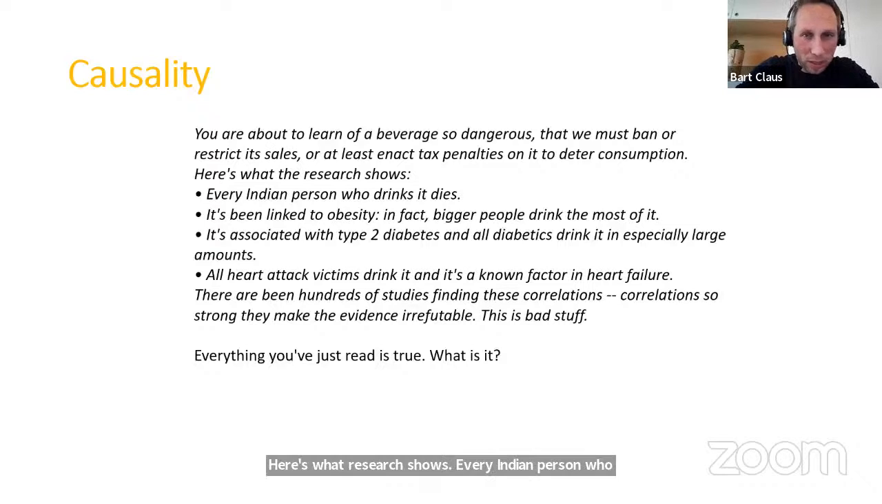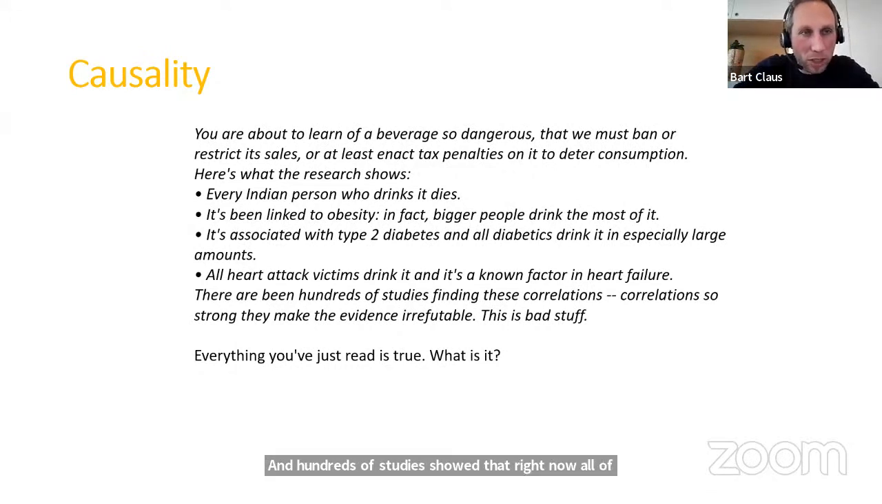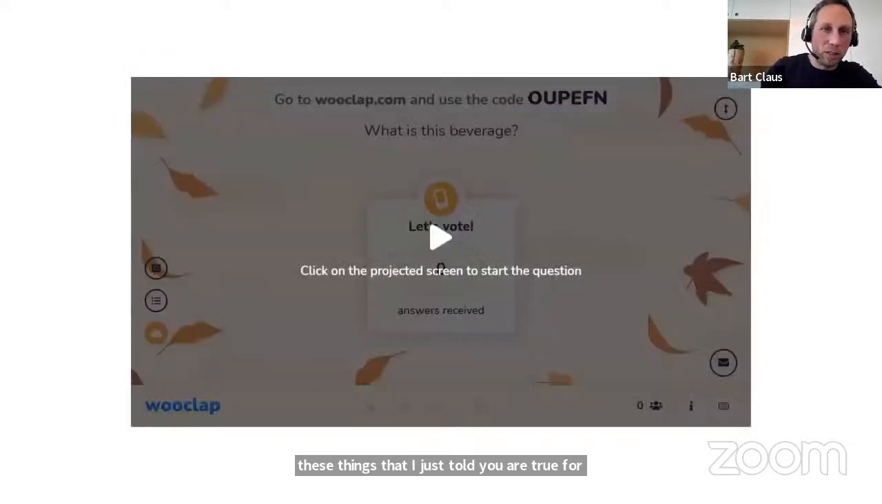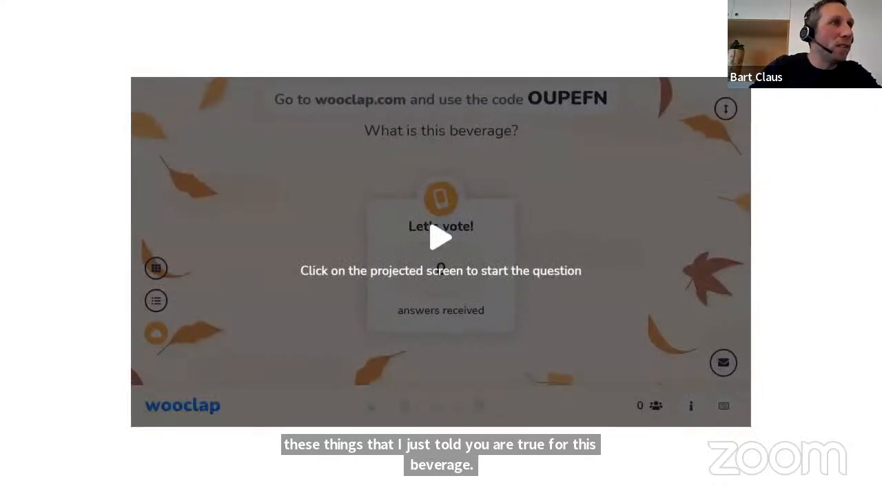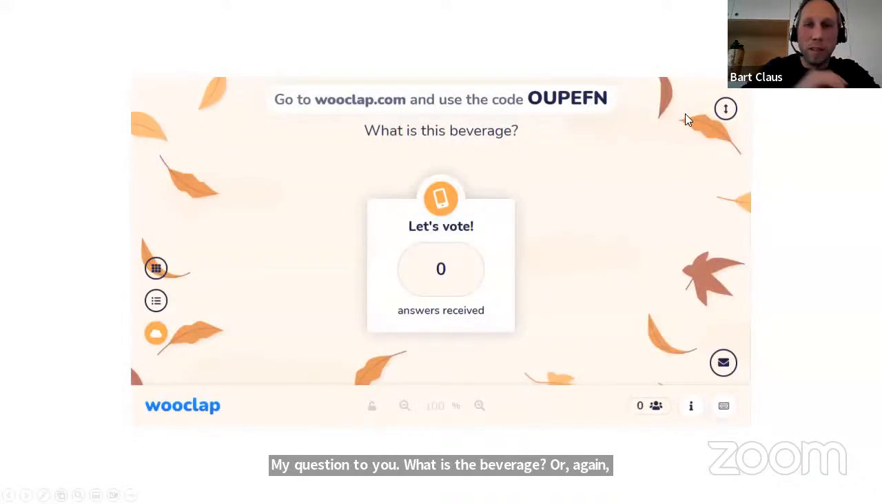It's been linked to obesity. In fact, bigger people drink the most of it. It's associated with type 2 diabetes, and all diabetics drink it in especially large amounts. All heart attack victims drink it, and it's a known factor in heart failure. And hundreds of studies show that, right? Now, all of these things that I just told you are true for this beverage. My question to you: what is the beverage? We're again going to do these word clouds where you can basically submit your answers.